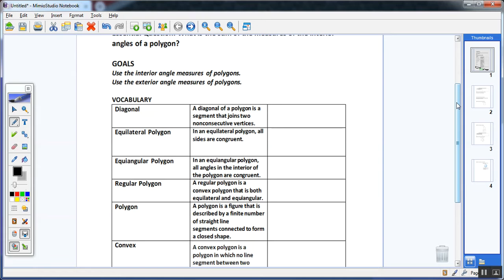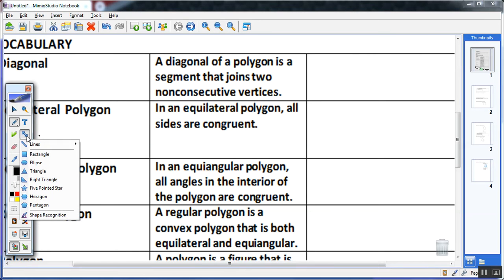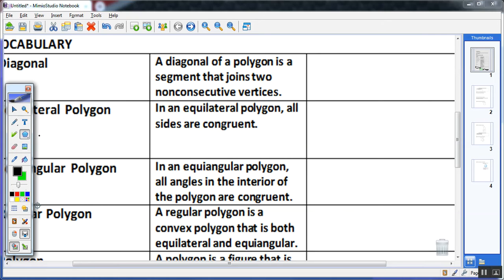Diagonal. A diagonal of a polygon is a segment that joins two non-consecutive vertices. So a diagonal is anything that goes from one corner to another, as long as the two corners aren't consecutive. It might look like so. What kind of polygon do you want to use? Triangle. Right triangle. How about a pentagon? A five-pointed star.